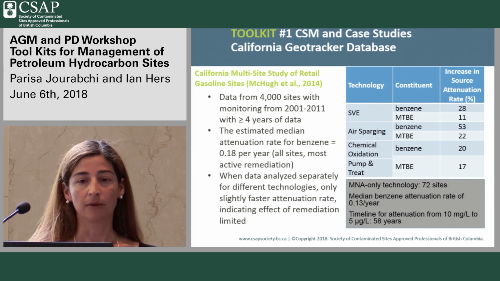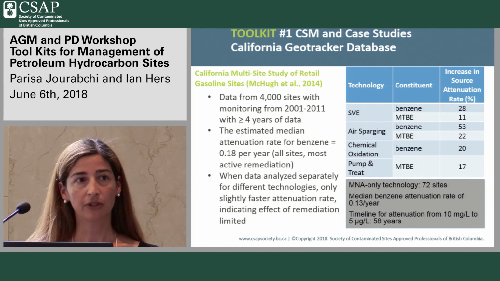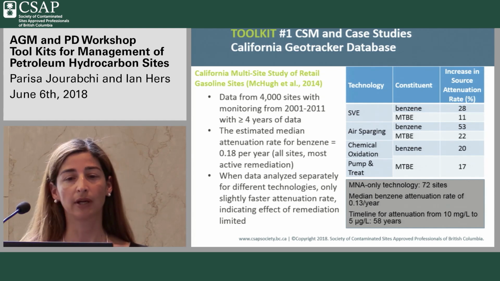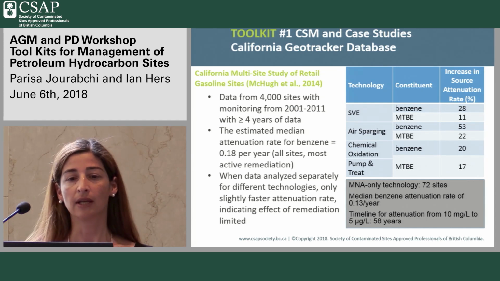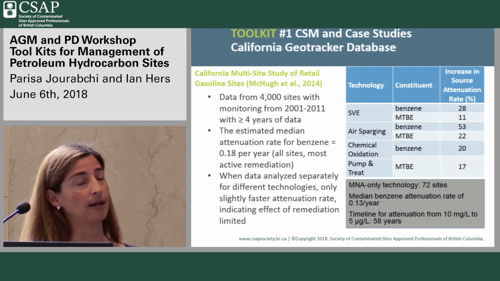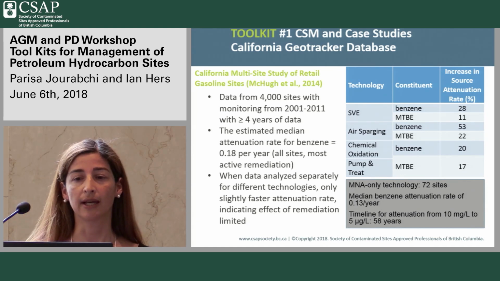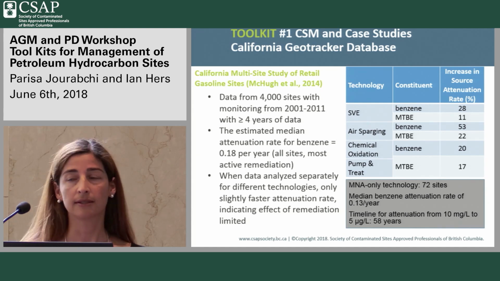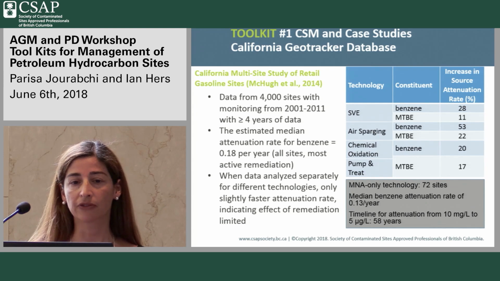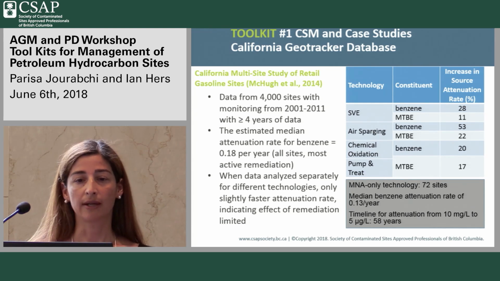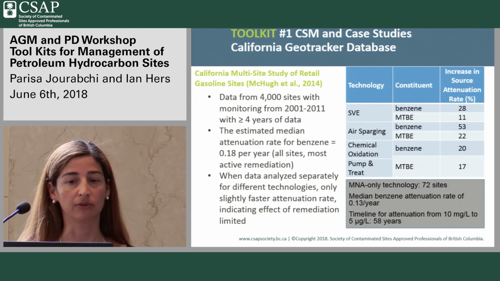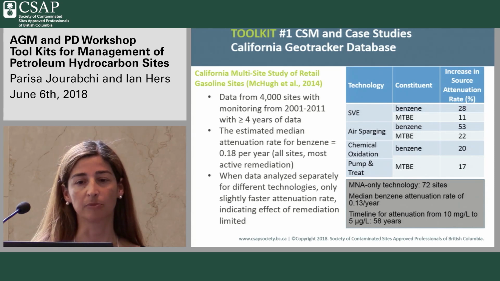When they looked into the data a little further and tried to classify the rates based on the technology that was applied at the site, they found that there wasn't a very significant change in that calculated attenuation factor. There was a slight increase in the attenuation factors for the more volatile components like benzene using the air phase technologies, whereas pump and treat improved the attenuation rate for MTBE, for the more soluble components.